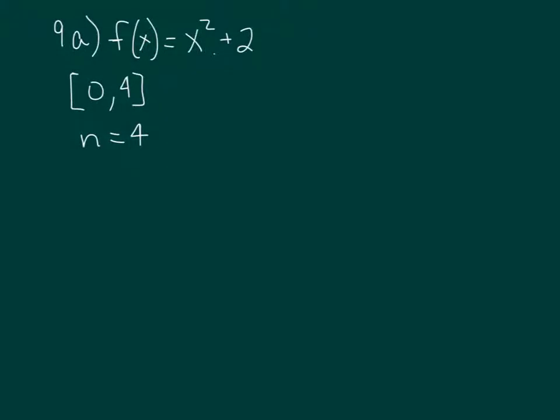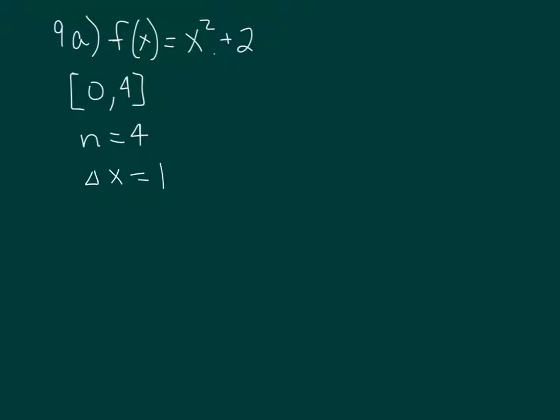For question 9a, our function is x squared plus 2. We are looking for the area under this parabola over the interval 0 to 4. We're breaking this into 4 rectangles, so we know that our delta x is going to be 4 divided by 4, which is 1.